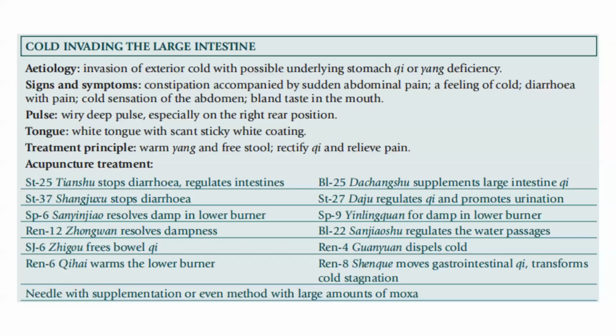So to summarize, etiology would be invasion of exterior cold with possible underlying stomach qi or yang deficiency. Signs and symptoms: constipation accompanied by sudden abdominal pain, feeling of cold, diarrhea with pain, cold sensation of the abdomen, bland taste in the mouth.